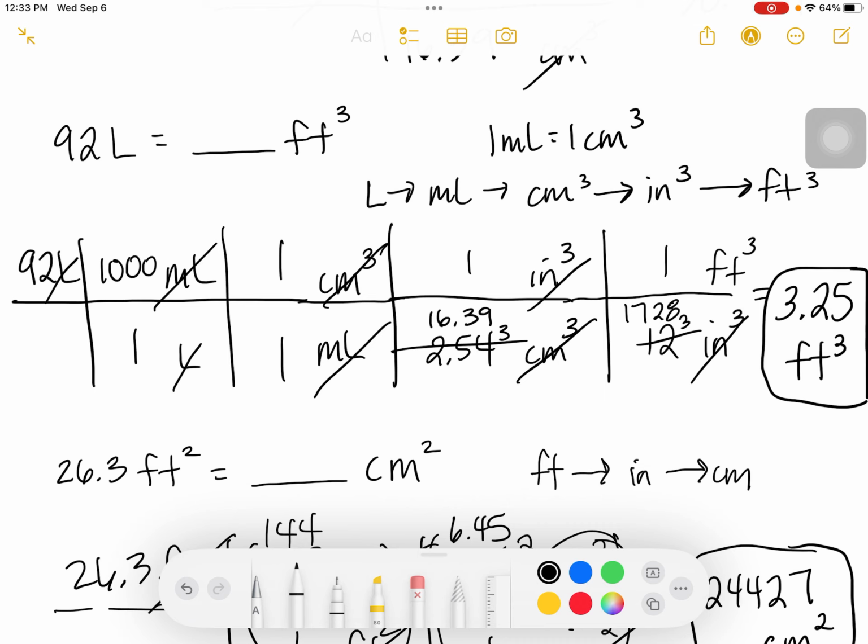Okay, so that's how you deal with conversion factors that have both squared and cubed units in them. It's very similar to what we've done before, but you have to take that extra step to make sure that you're squaring or cubing the entire conversion factor.